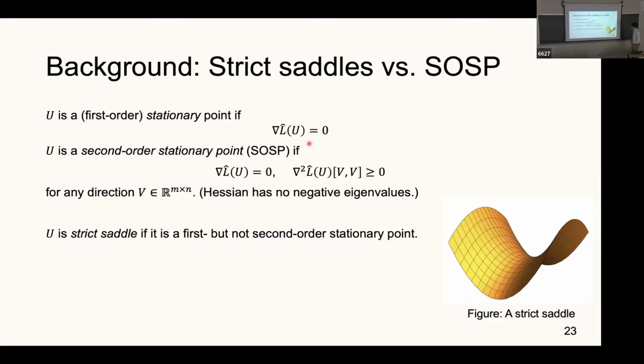Next, we say U is a second order stationary point if it has vanishing gradient, and furthermore, locally the Hessian has no negative eigenvalues. A second order stationary point doesn't exactly mean it's a local minimum, but you can roughly think so. Now, we say U is a strict saddle point if it is a first order stationary point, but not a second order stationary point. And here we have a visualization of a strict saddle point.